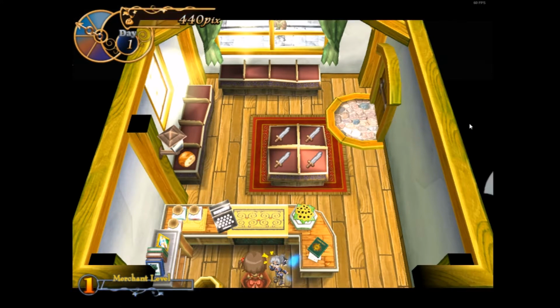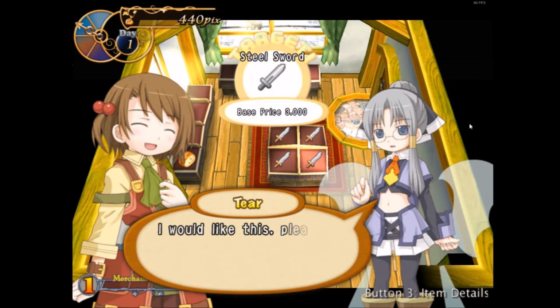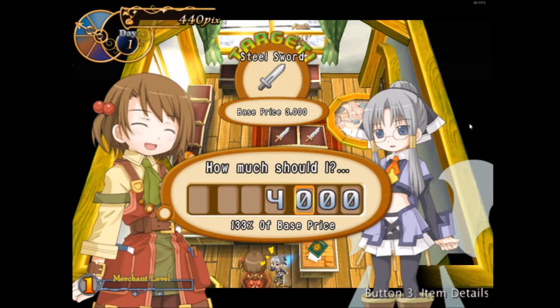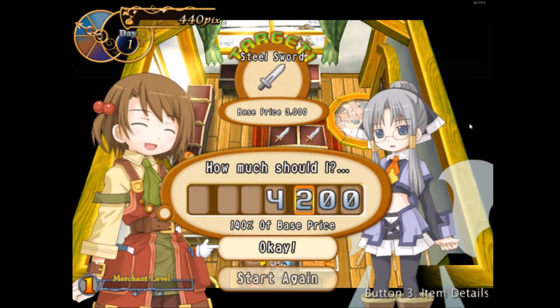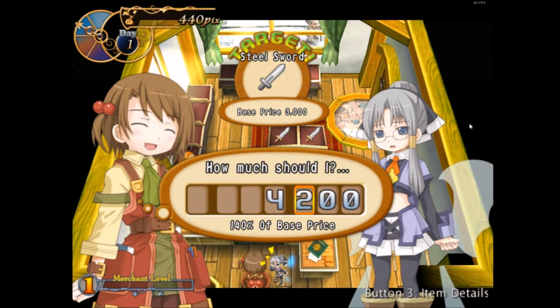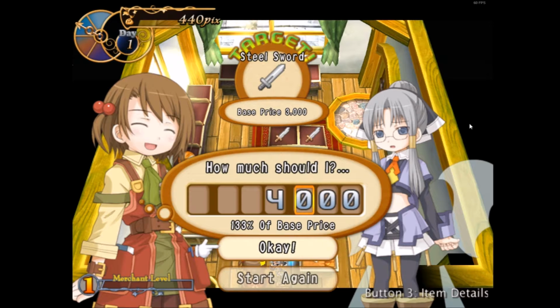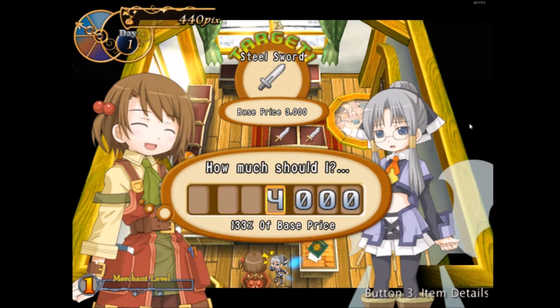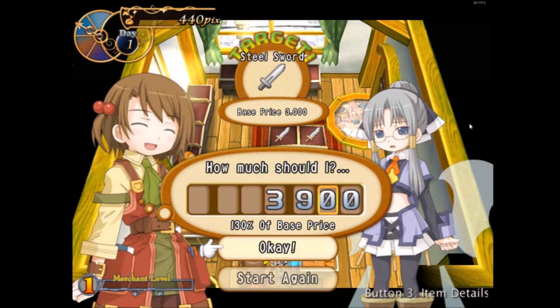Man muss auch mal was riskieren, ja. So, gleiches wie eben. I would like this, please. Und wir sagen jetzt mal 4,2. Ist nur ein bisschen höher. Could you go a little lower, perhaps? Natürlich, dann gehen wir 200 runter. Could you go a little lower, perhaps? Okay. Ich gehe mal genau auf 130.